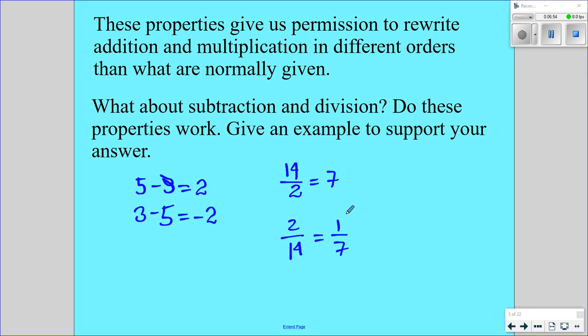So with subtraction and division, you cannot switch the order. But with multiplication and addition, you can. And you can try this with any number and see if you can end up with a number that's the same based on switching the order for subtraction or division.